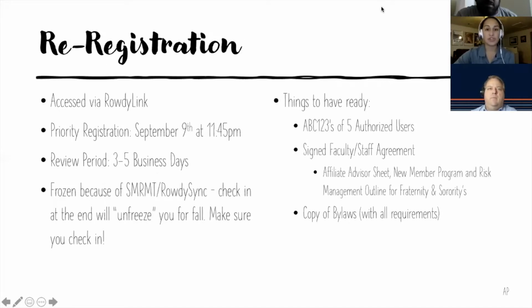So re-registration. If you have not re-registered yet, your re-registration is accessed via RowdyLink. The priority date is September 9th, so you have a little bit of time. And just to share, our review period is about 3 to 5 days. So if you submitted and maybe you haven't heard from us in a day, just note that we are processing these as quick as we can, but this is kind of our review timeline.